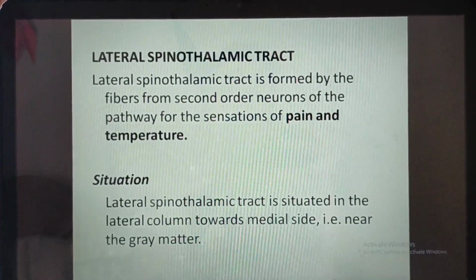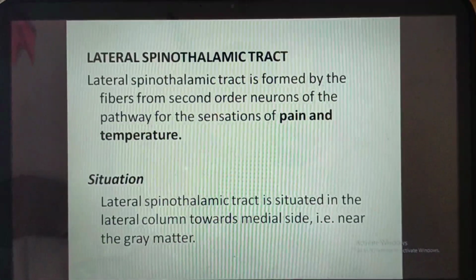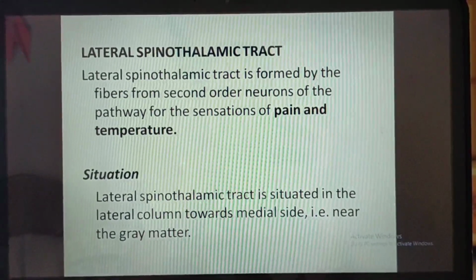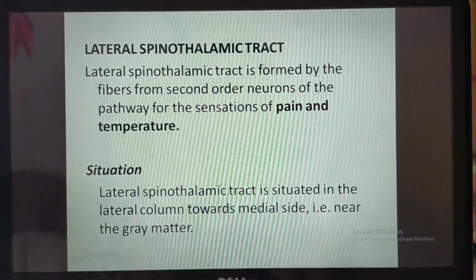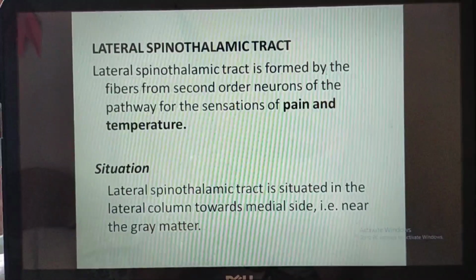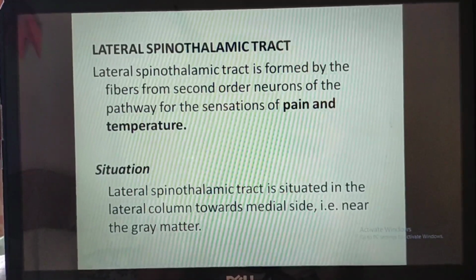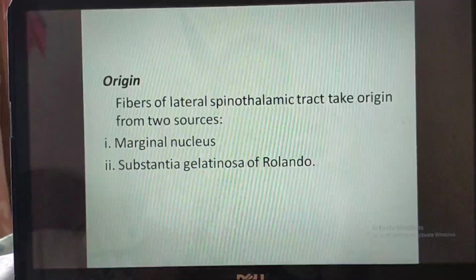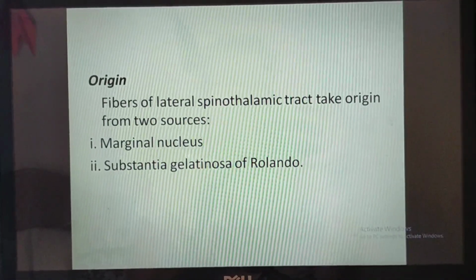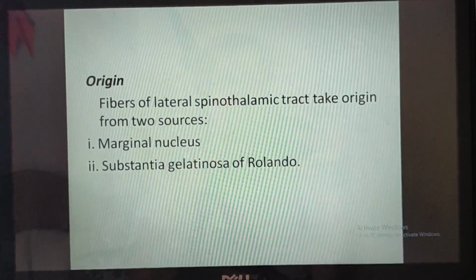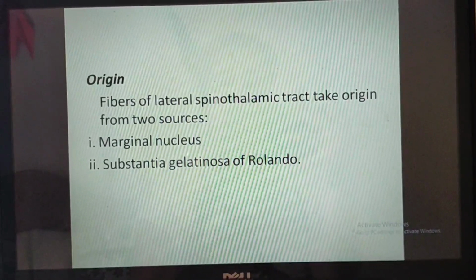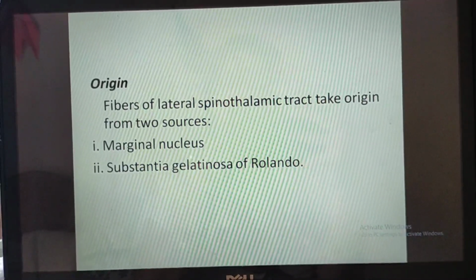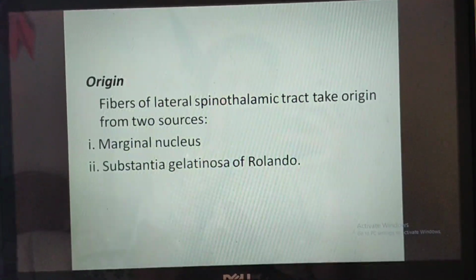Now we'll see about lateral spinothalamic tract. Lateral spinothalamic tract is formed by the fibers from second order neurons of the pathway for the sensation of pain and temperature. Situation: lateral spinothalamic tract is situated in the lateral column towards the medial side, near the gray matter. Origin: fibers of lateral spinothalamic tract take origin from 2 sources. First is the marginal nucleus and the second is the substantia gelatinosa of Rolando.